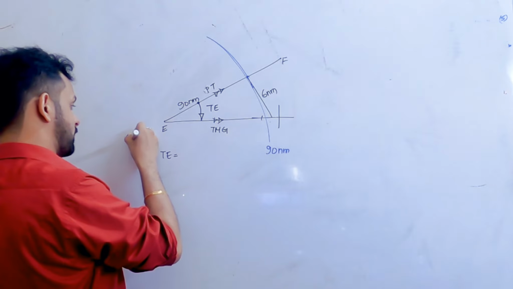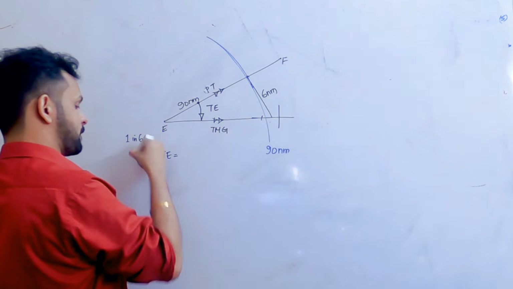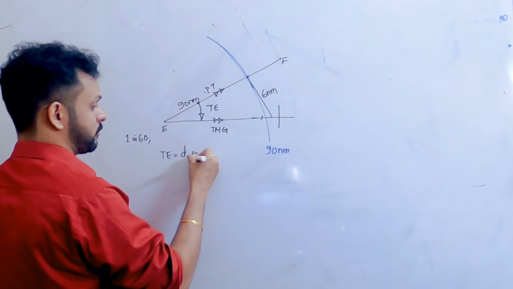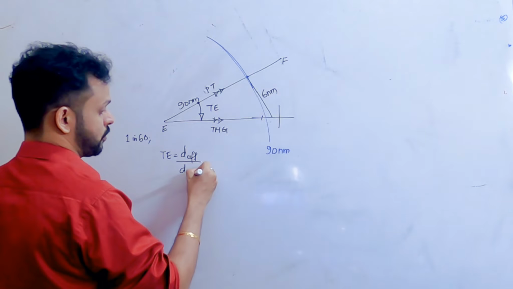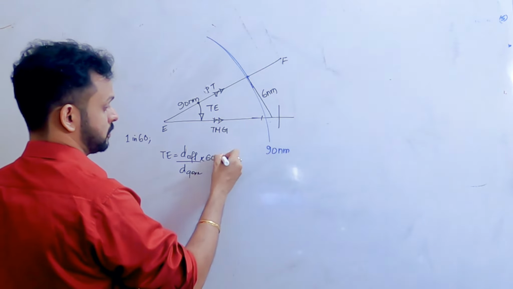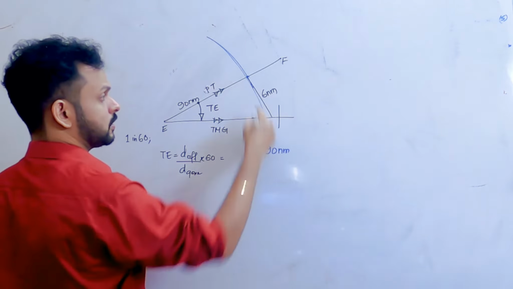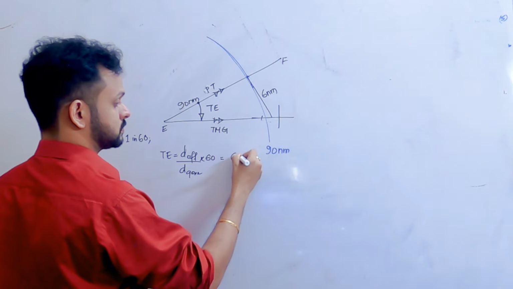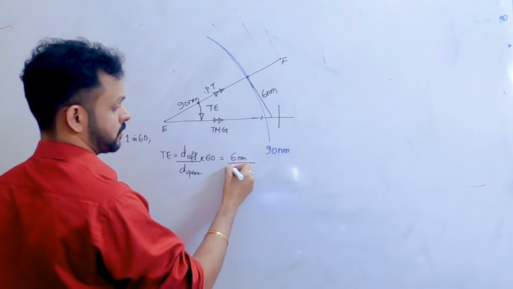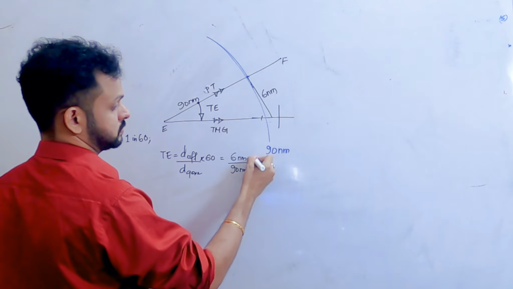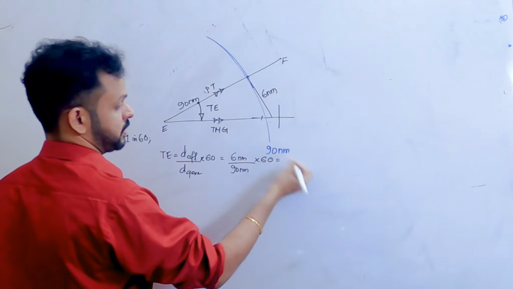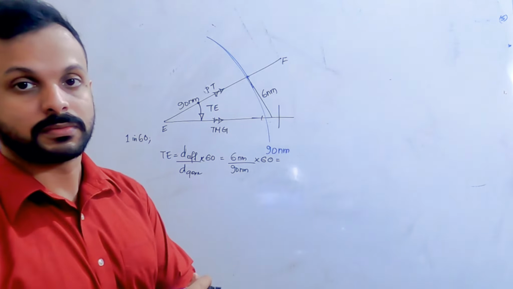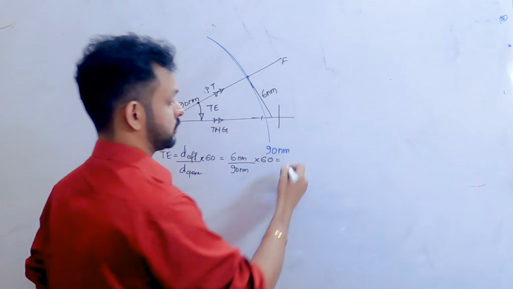Applying 1 in 60. Track error is distance off by distance gone into 60. So distance off is 6 nautical miles. Distance gone is 90 nautical miles. Multiplied by 60. So that gives me 4 degrees. Right? 4 degrees, that's right.